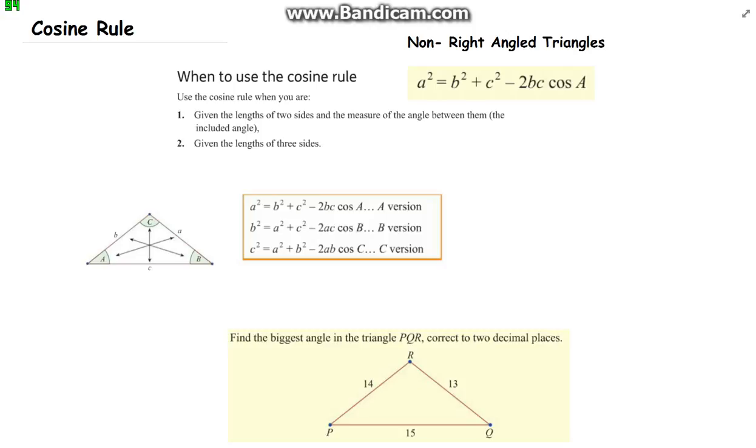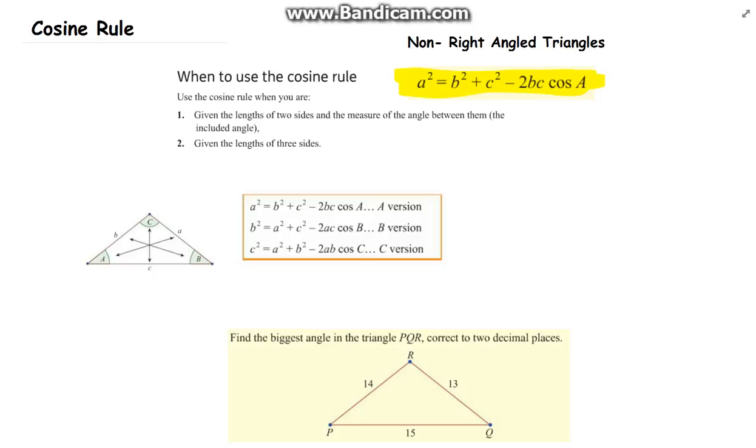So your formula for it is in your log tables, and this is the formula here. Let me just highlight it for you. So here, a squared is equal to b squared plus c squared minus 2 times bc cosine A.